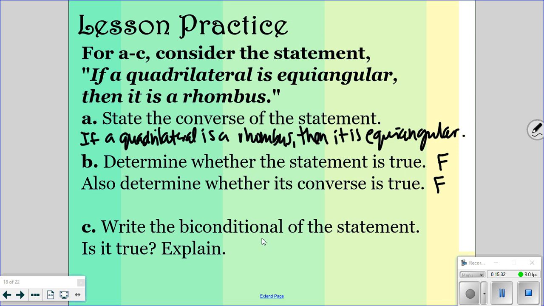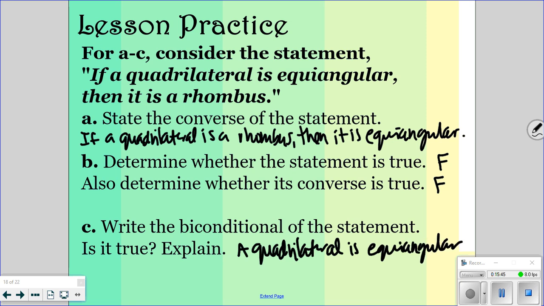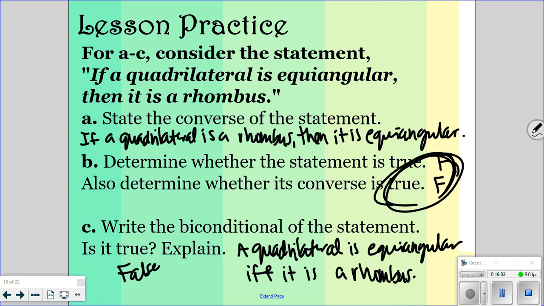So write the biconditional. A quadrilateral is equiangular if and only if, so IFF, it is a rhombus. Are both the original and the converse true? No. So this is false. And the reason, neither one of these were true. Both of them have to be true. So we can't have a true biconditional statement.